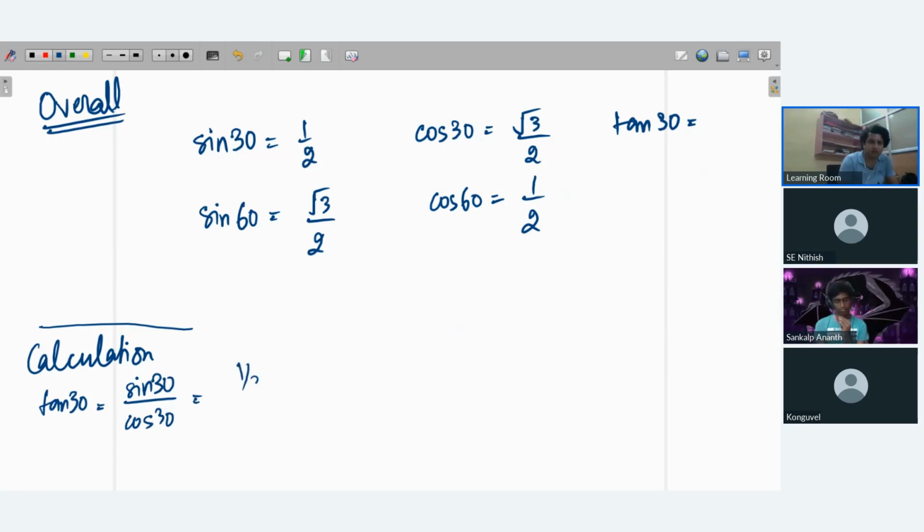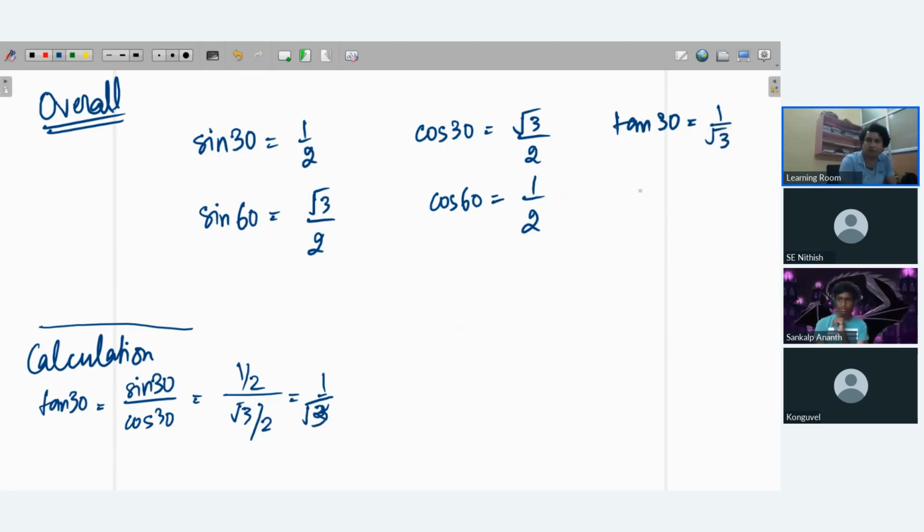Sine 30 is 1 by 2. This is root 3 by 2. So the 2 cancels and it becomes 1 by root 3. Yes, sir. 1 by root 3.